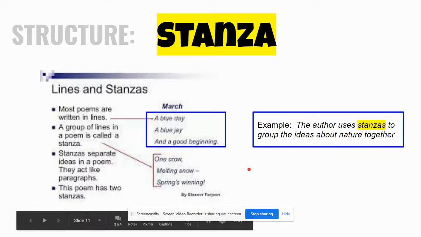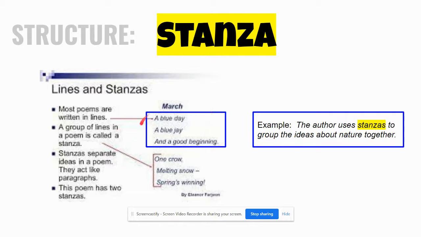Okay, so here's just another example of a stanza. And so you'll be analyzing the poems that you're looking at. So think about, why does the author use stanzas? They're grouping the ideas about nature together in this particular one.